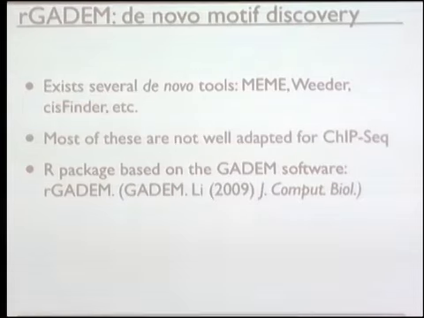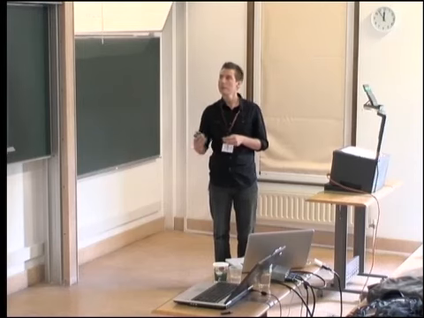So what we've done is that we've worked on GATM, and I will tell you a little bit about it, which was published in 2009 in the Journal of Computational Biology by Leping Li. And we've tried it, and we thought it was quite good. It was working very well. It was fast. It was finding a lot of motifs. A lot of these we could validate.